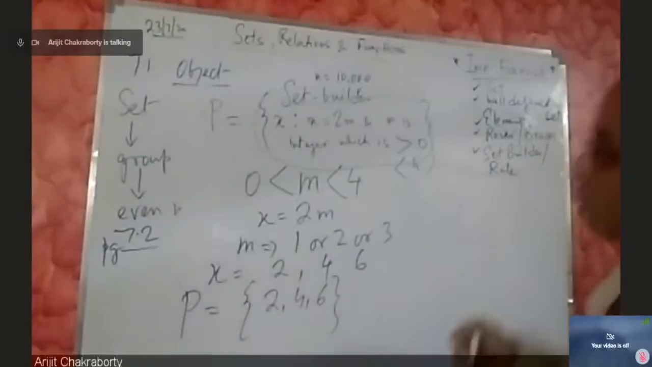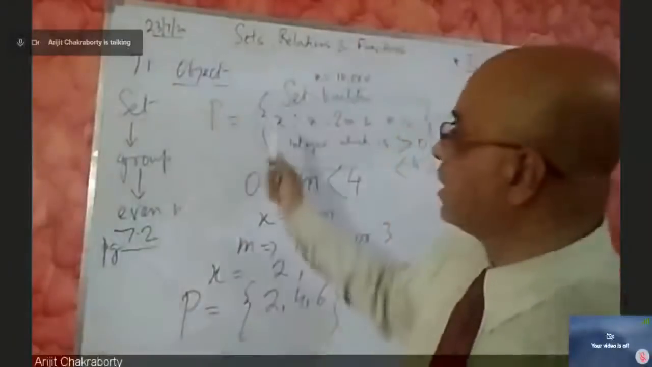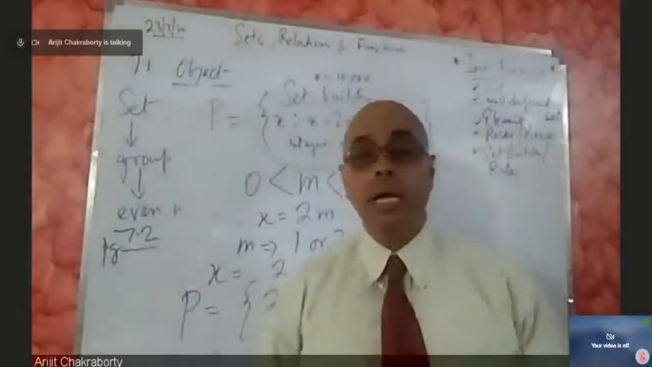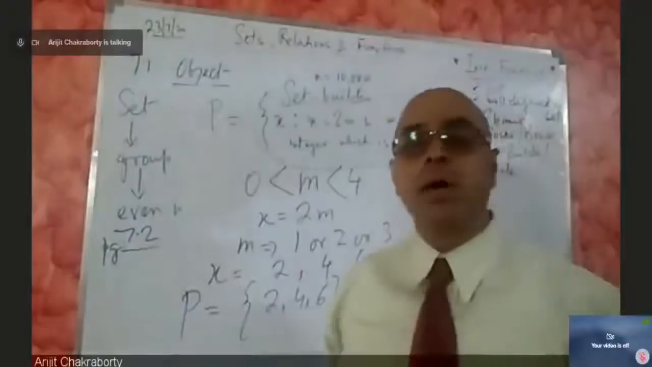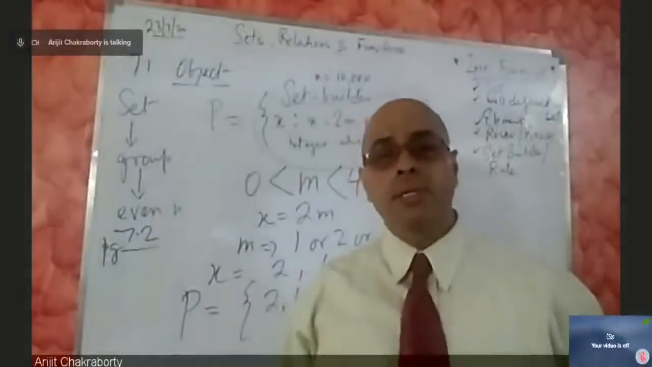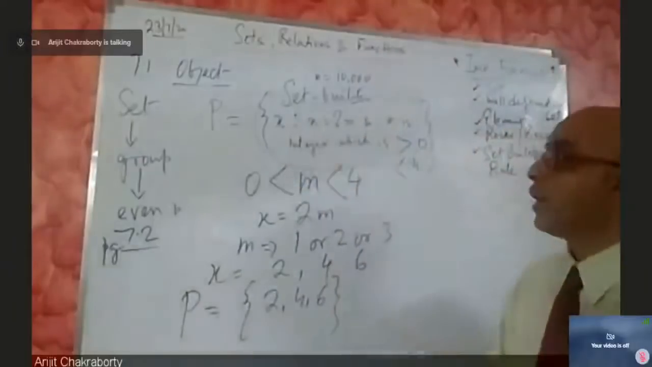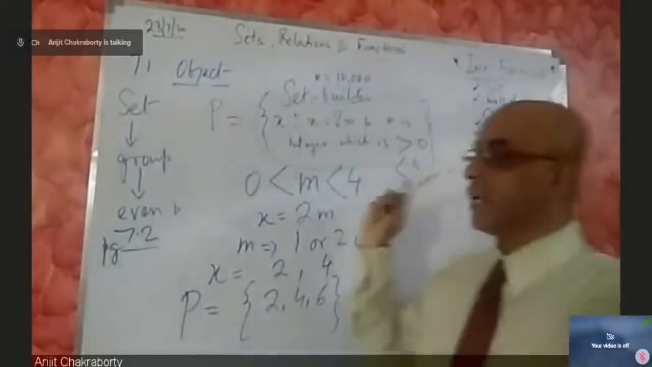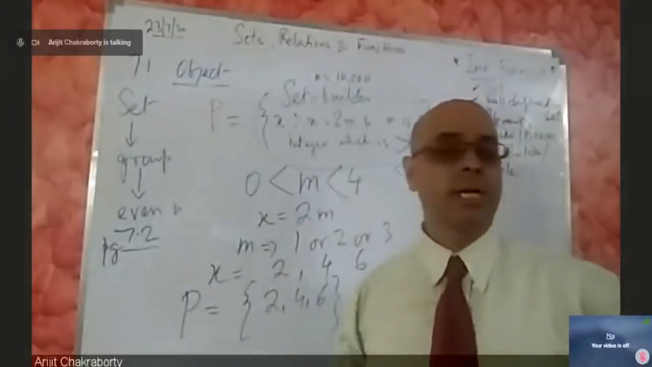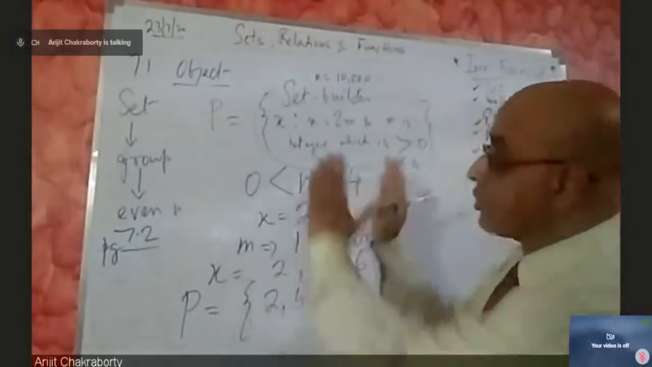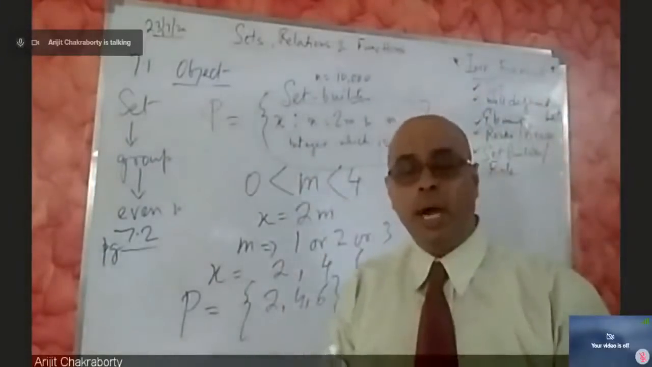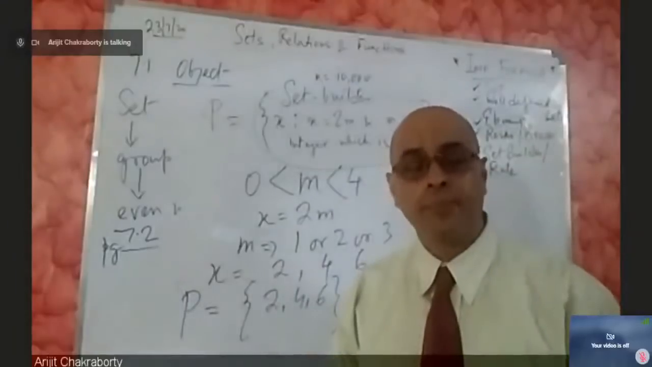Okay, I am creating a rule. Please note, I am creating a condition. I am creating a rule that P comprises numbers, that is a variable, such that the variable will be equal to 2m and m is greater than 0 but less than 4. So here I am introducing a condition. I am introducing a rule.